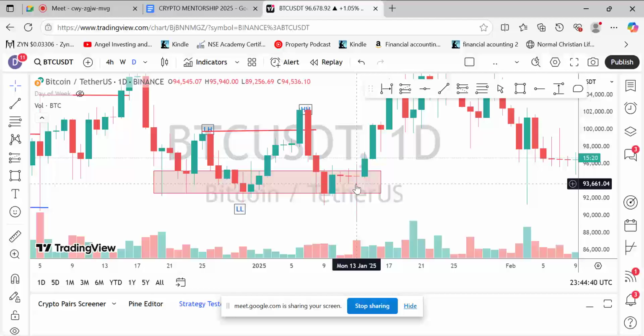Like the last trade I took, that last signal I called for you guys on the group, I think that was yesterday or so, day before yesterday. I traded with all my money, and by 6 p.m. I closed all my trades.